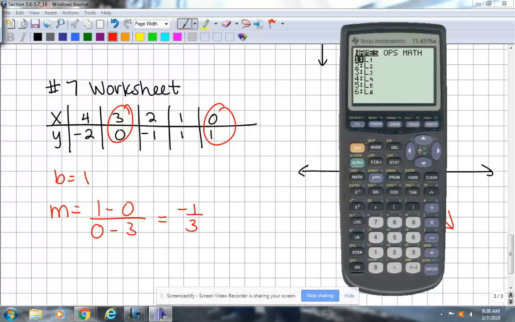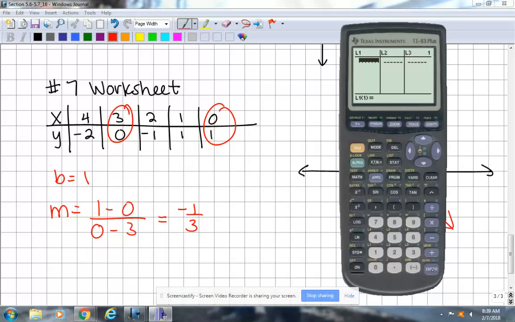So hit second, quit. Second mode gets you back to the home screen. I want you to hit just the plain stat button. So hit the stat button and get this screen. And number 1 says edit. Okay, I want you to hit enter. And you should see a screen like this. Raise your hand if yours has numbers in it.